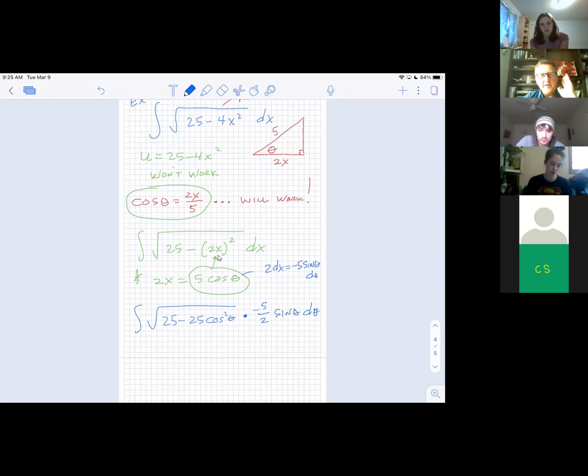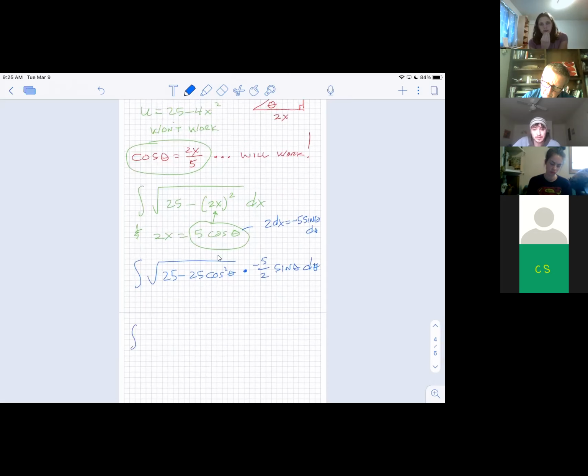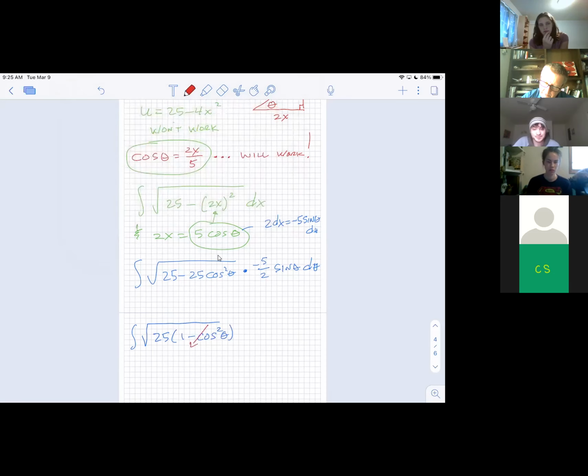I'm out in the forest. I quit. I'm going to go try something else. That's my instinct. But as I said, watch what happens to this. This 25 comes out of both of those terms. So that's why it's so important to end up with 25, because now I have just 1 minus cosine squared. And you should look at that and say, oh man, that's rad. That's just the sine of theta squared.